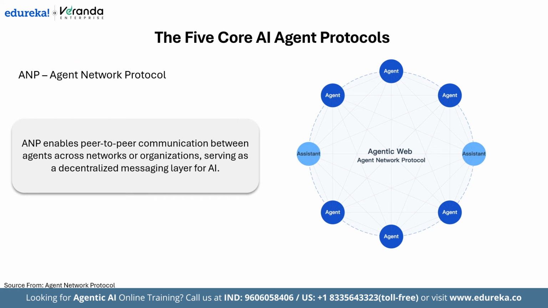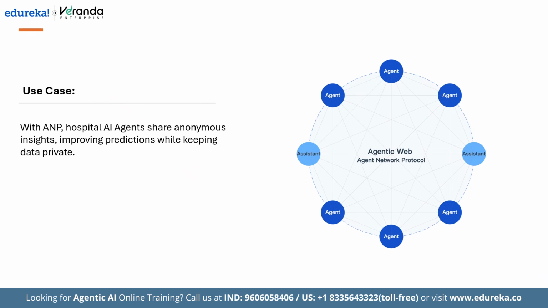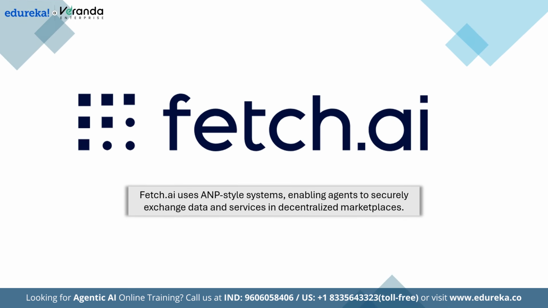agents must cooperate. So imagine several hospitals using AI agents to detect disease patterns. With ANP, each hospital's agent can share anonymous insights with others, improving predictions without revealing patient data. So the real-world example is projects like Fetch AI, which are already using ANP-like concepts, where agents trade data and digital services securely in decentralized marketplaces. ANP is like the Internet of Agents, enabling large-scale collaboration.